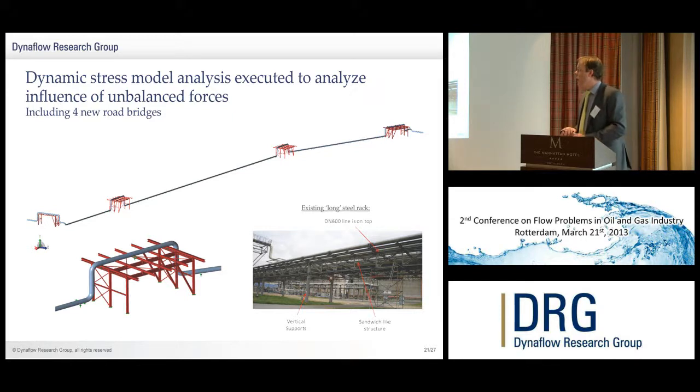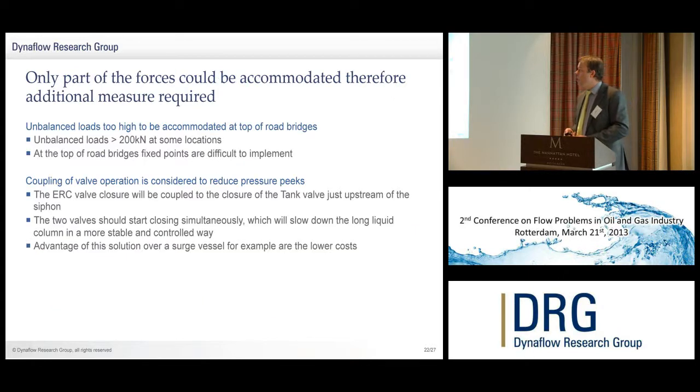And from the dynamic analysis, it was quickly found that it was impossible to do so. This is, by the way, a picture from Caesar 2, which is a pipe stress program where you can see the steel structure included in the dynamic pipe analysis. So the conclusion was that these high unbalanced loads could not be withstood by the axial stops, even if they were strengthened, and especially on the top of these bridges, it was very complicated to create axial stops that were able to withstand that type of force.